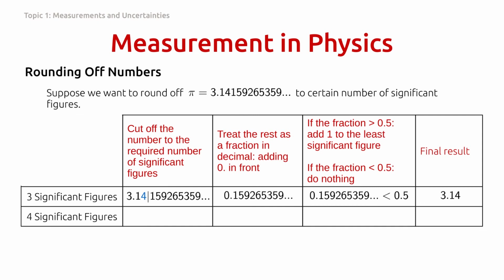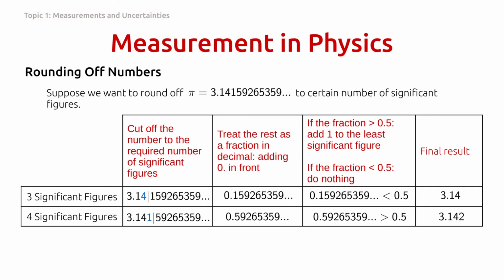Then, we treat the rest of the digits as a fraction in decimal, adding 0 point in front. And the resulting fraction in this case is 0.1592 and so on. Next, we compare this fraction with 0.5. If the fraction is more than 0.5, then we add 1 to the least significant figure. But if the fraction is less than 0.5, we do nothing to the least significant figure. And since in this case the fraction is less than 0.5, the final result is 3.14. We do nothing to the 4.